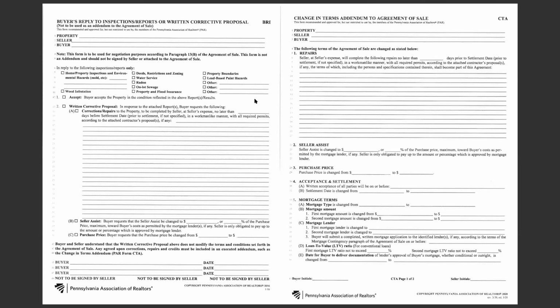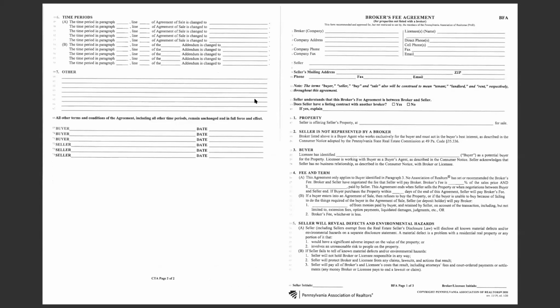So at that time, if you turn the page, Joe, you'll see this is a two-part form. And now we have both signatures of buyer and seller. So this is a multi-use kind of form, but it is the form that is needed once everyone has made a business decision how they're going to respond and move forward in regards to the reply to home inspection.